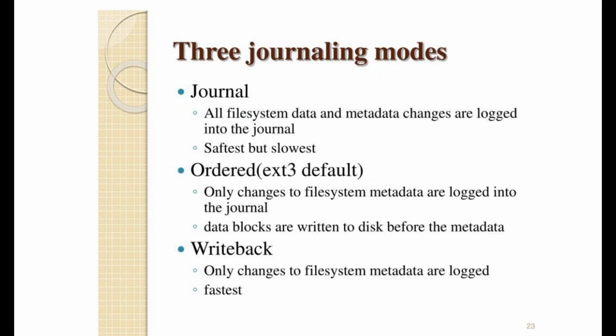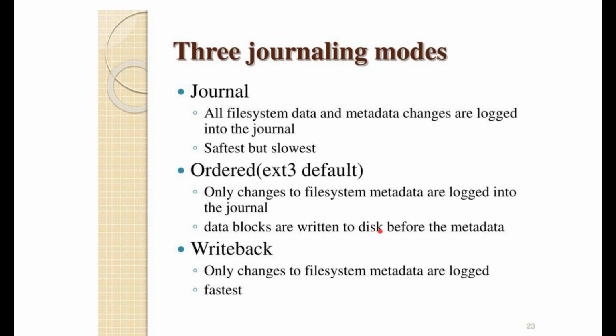There are three journaling modes. The first one is journal. All file system data and metadata changes are logged into the journal. That is the safest but slowest. Then for the ext3 file system, the default is called ordered. Only changes to the file system metadata are logged into the journal.